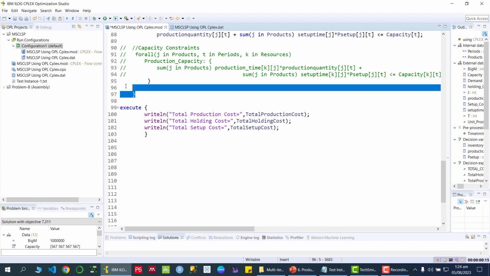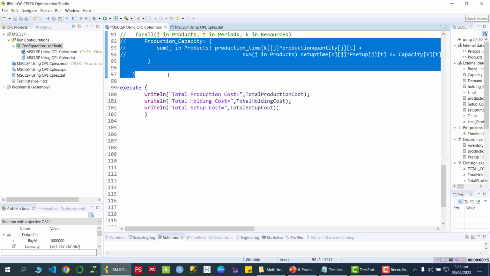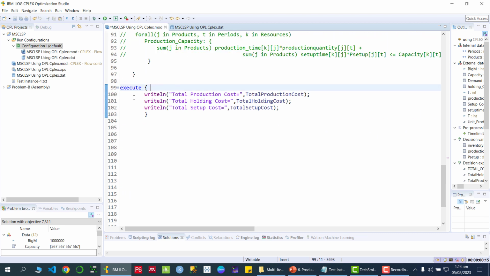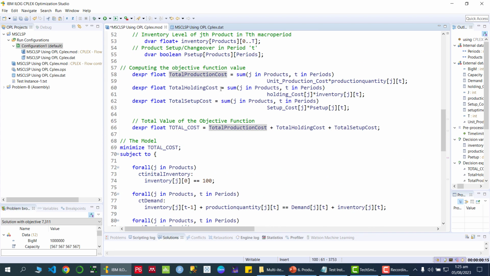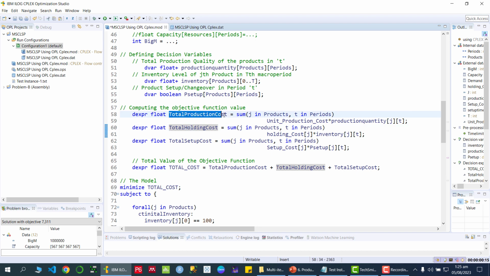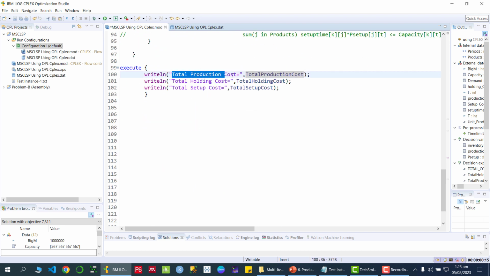So after the constraints block, we are going to execute the post processing block, and here we are saying execute. This means writeln, the function is writeln, meaning write line. In double quotes, whatever you want to write. So I am saying show me the total production cost which we are going to calculate with the help of this one. So I am saying total production cost equal to, so show me that number, as well as the holding cost, as well as the total setup cost.